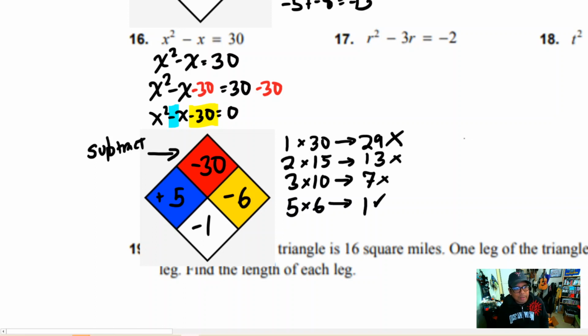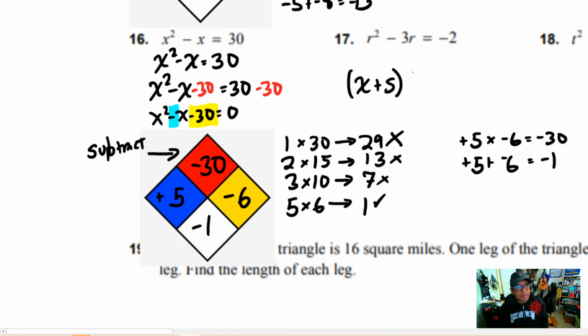So let's do our check. Positive 5 multiplied by negative 6, that should be negative 30 in the red square. And then positive 5 plus negative 6. Why did I write a 6? Positive 5 plus negative 6, that should equal negative 1. And that is exactly what we get. So my answer, x plus 5, x minus 6 equals 0. And I don't think we need to do, no, we do need to solve this.